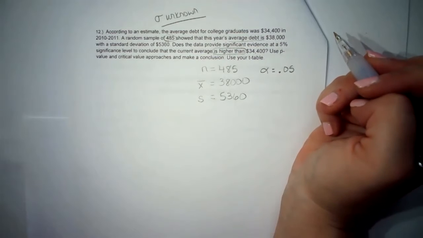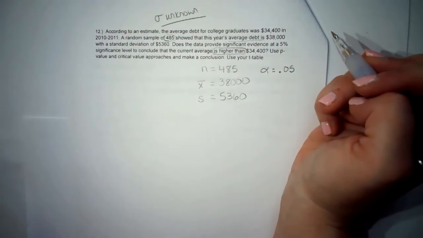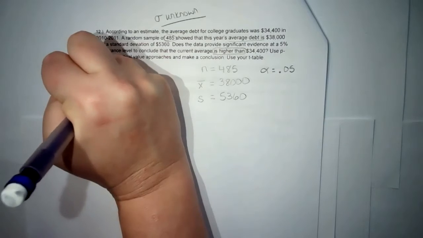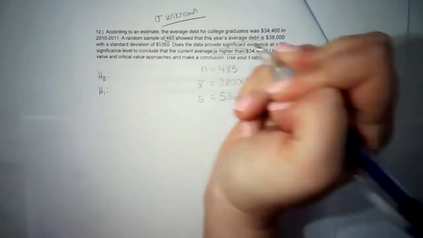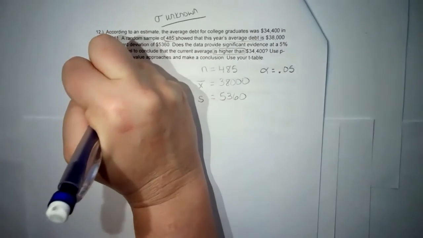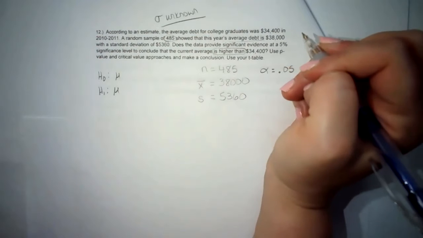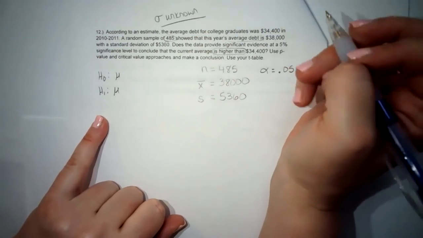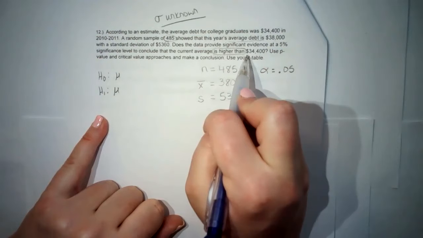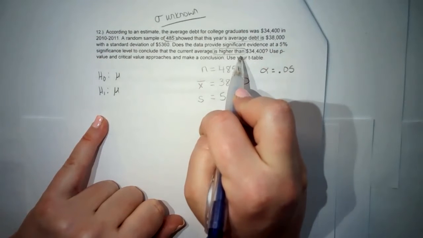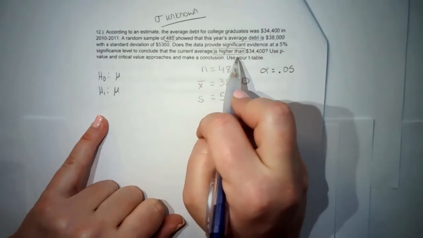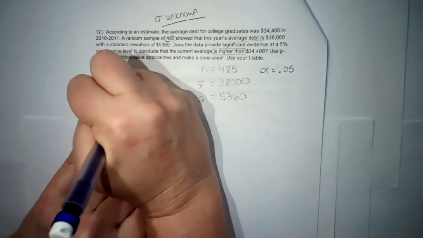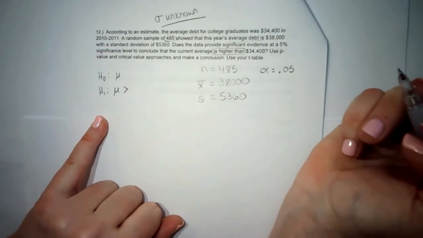All right, we do not have a null and we do not have an alternative written for us. We have to write it ourselves. So here we go. We're going to write them both ourselves. Okay, we use mu. So the alternative is what we're testing. And that's where this little phrase comes in, higher than. So is my test going to be greater than, less than, not equal to? Higher than would be greater than, right?